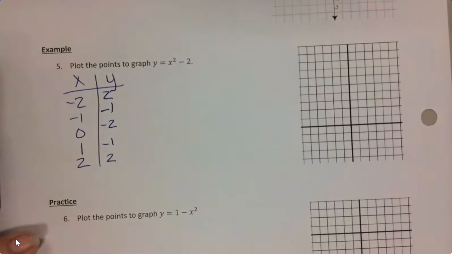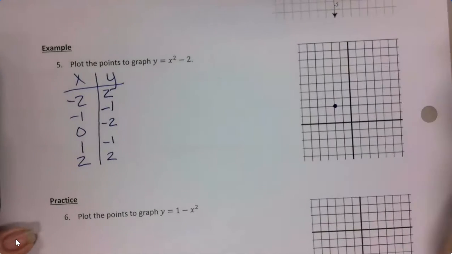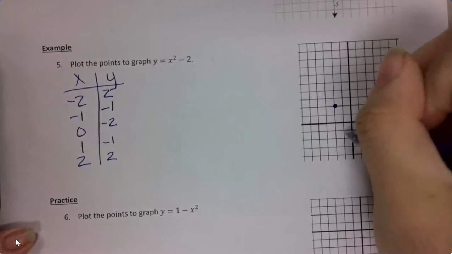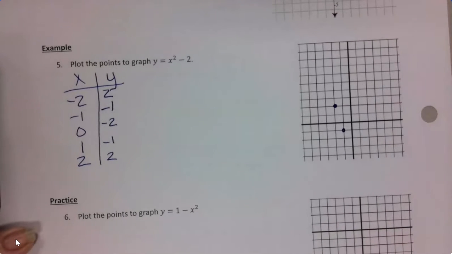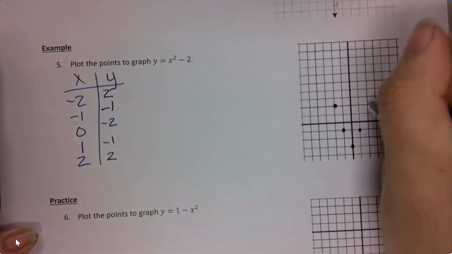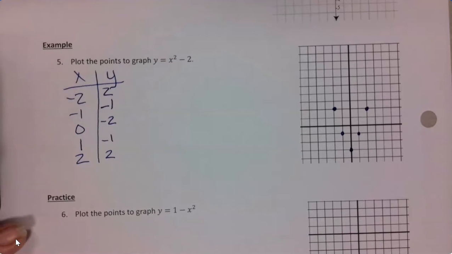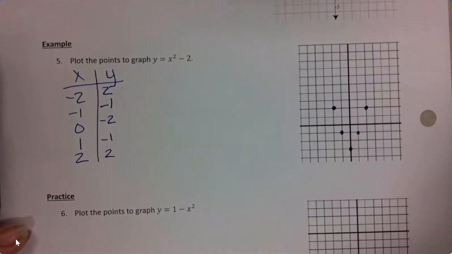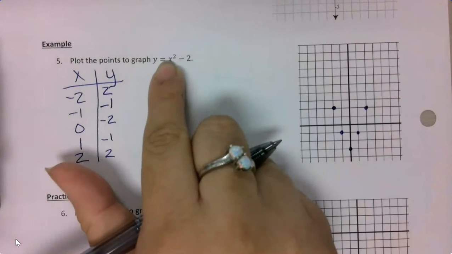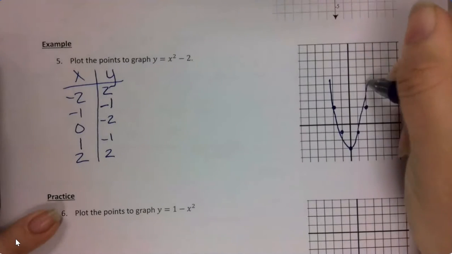Okay. So then I want to go ahead and plot these points. So I have -2, 2. -1, -1, 0, -2, 1, -1, and 2, 2. So because this is an exponent of 2, remember it's supposed to be U-shaped. So I'm going to go ahead and connect my points in a U shape.